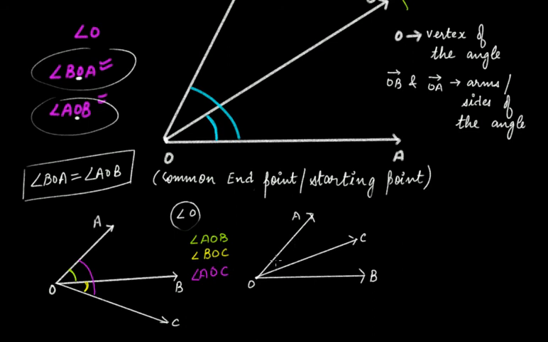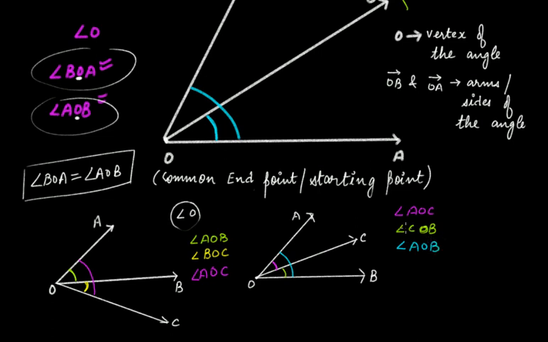Similarly, in this case, if you take OA and OC, you will have this angle, and therefore this angle will be AOC. If you take these two rays, OC and OB, this will be angle COB. And if you take this angle, that is between OA and OB, this will be angle AOB.